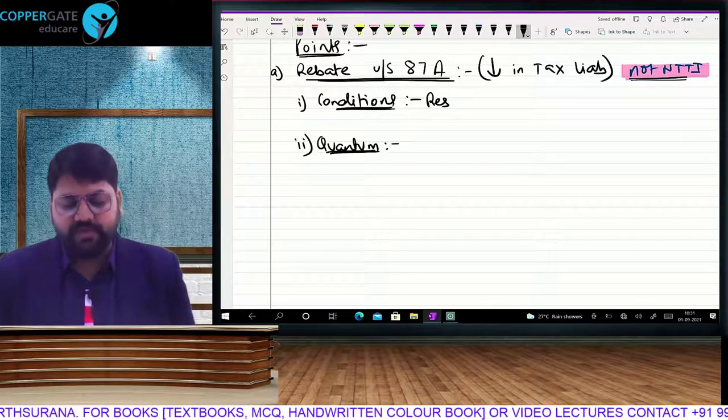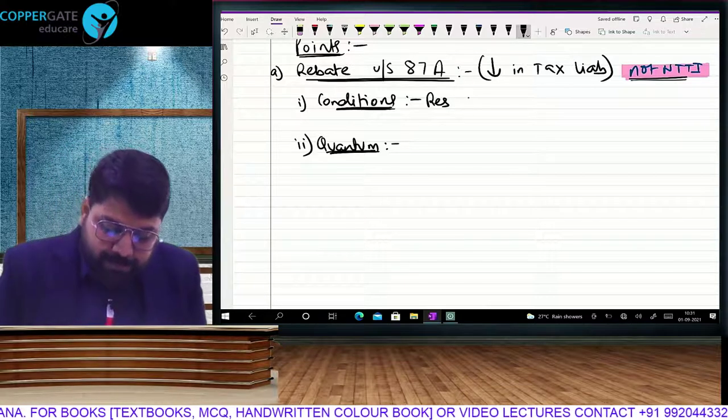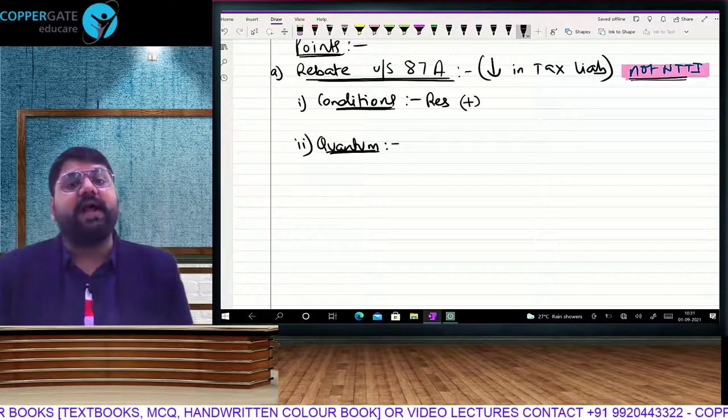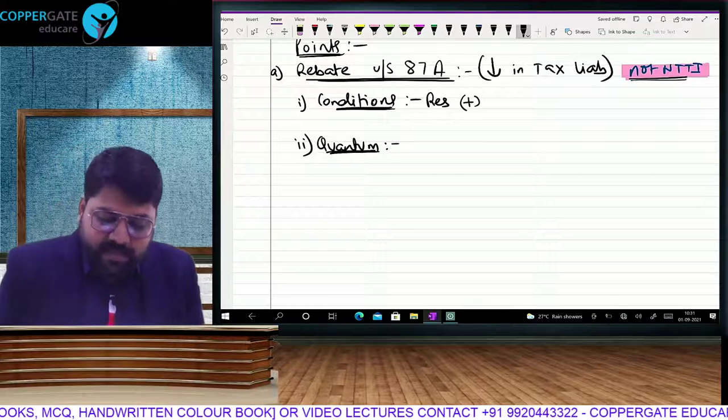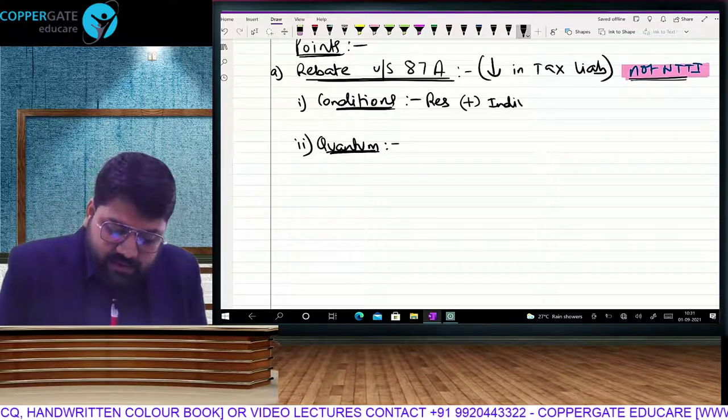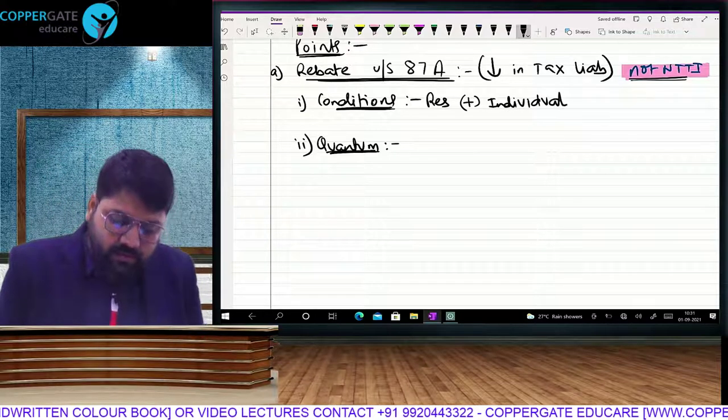Anything that I discuss about non-residents is part of your portion of international tax. So, the assessee has to be a resident. Plus, and means a cumulative condition. You have to fulfill all. Rebate is going to be available only to an individual.